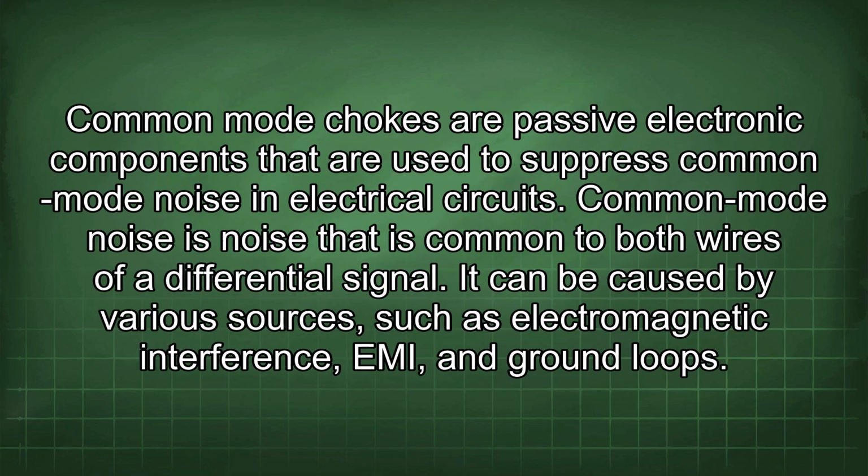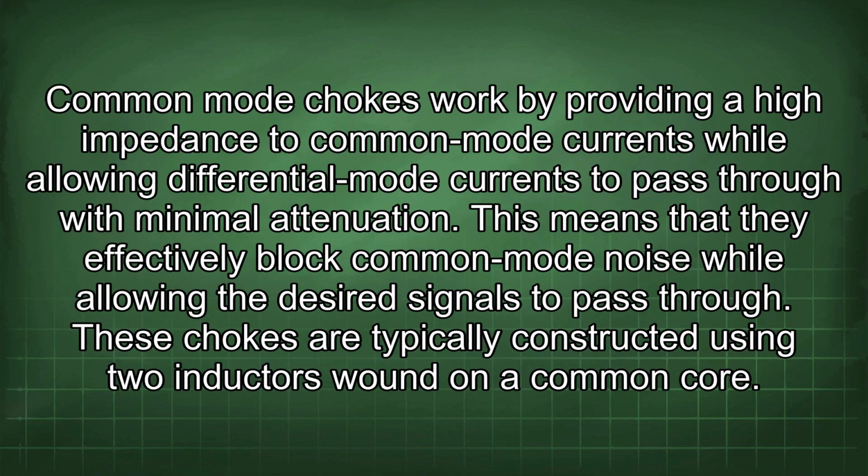Common mode chokes are passive electronic components that are used to suppress common mode noise in electrical circuits. Common mode noise is noise that is common to both wires of a differential signal. It can be caused by various sources, such as electromagnetic interference (EMI) and ground loops. Common mode chokes work by providing a high impedance to common mode currents while allowing differential mode currents to pass through with minimal attenuation. This means that they effectively block common mode noise while allowing the desired signals to pass through.